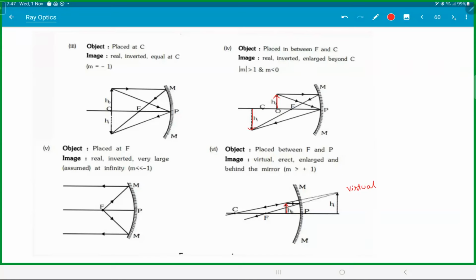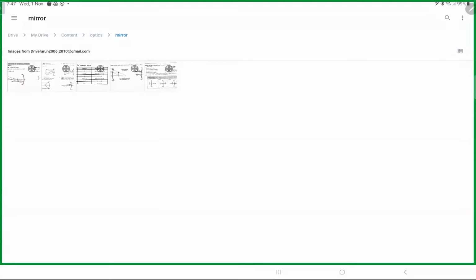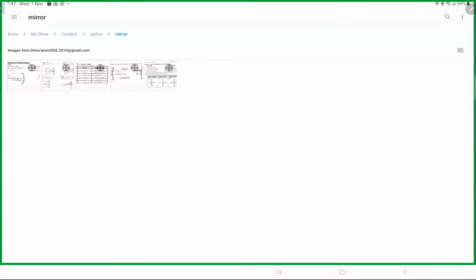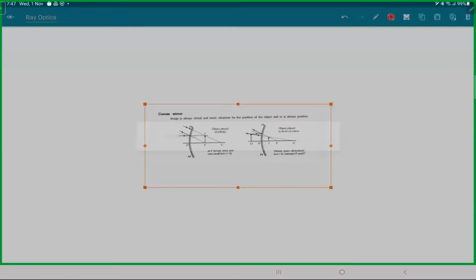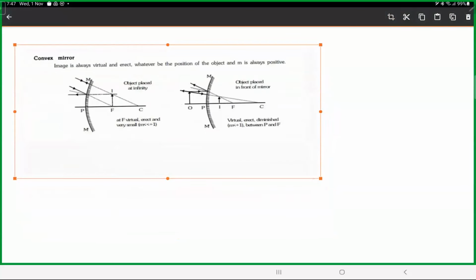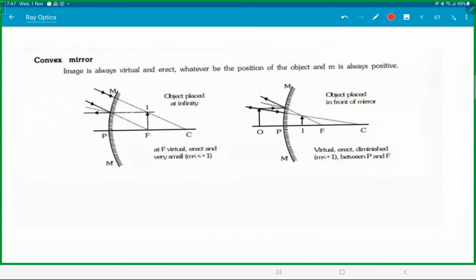Clear, everyone? Any doubts on this? That is for the concave mirror. For convex, luckily, there are only two cases. If the rays are coming from parallel, we get a virtual image. In both cases, it is virtual. The image is always virtual and direct in a convex mirror. In concave, we have 6 cases, but in convex, there are only 2 cases.